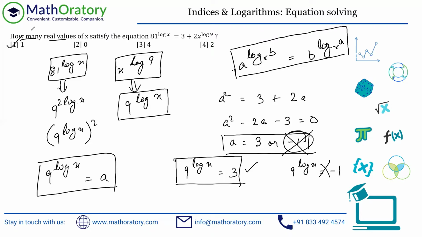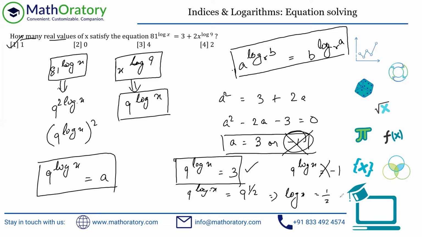If the question had been asking for the solution of x, how would you have approached it from here on? There are a lot of ways you can do this. You can write this as 3 squared, or what I'll do is simply take both as powers of 9. So the left hand side is already a power of 9, so let me leave that. And 3 is basically the square root of 9, right? So that is 9 raised to half. So effectively what we have is that log x is equal to half.